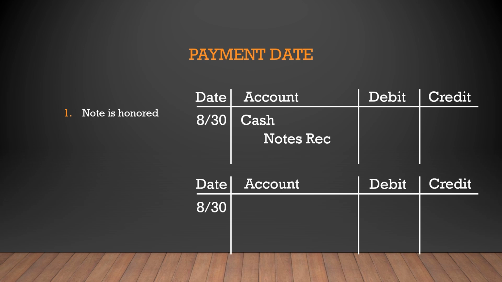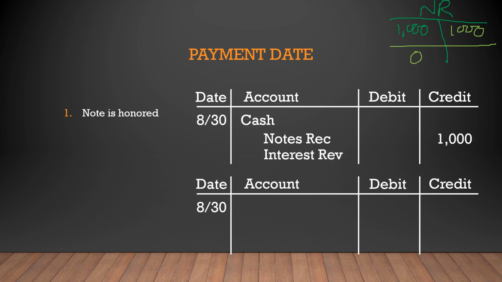Our credit to notes receivable will be for the same amount we debited to put it on the books, $1,000 from our original entry. That said, the cash collected won't just be the face value of the note. We'll also collect interest, which will be credited to an interest revenue account. This is a revenue because we've earned this money by allowing our customer to take that additional time.